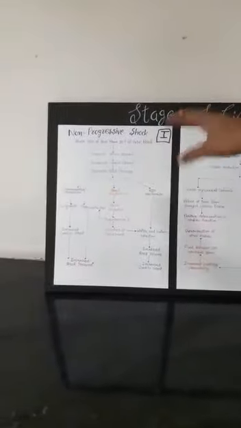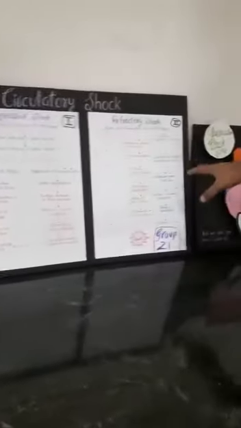Now we move on to the stages of circulatory shock. There are 3 main stages for circulatory shock. The first being non-progressive, followed by progressive and refractory. There is less than 10% loss of blood in non-progressive, 10 to 15% loss in progressive and more than 15% blood loss in refractory shock.